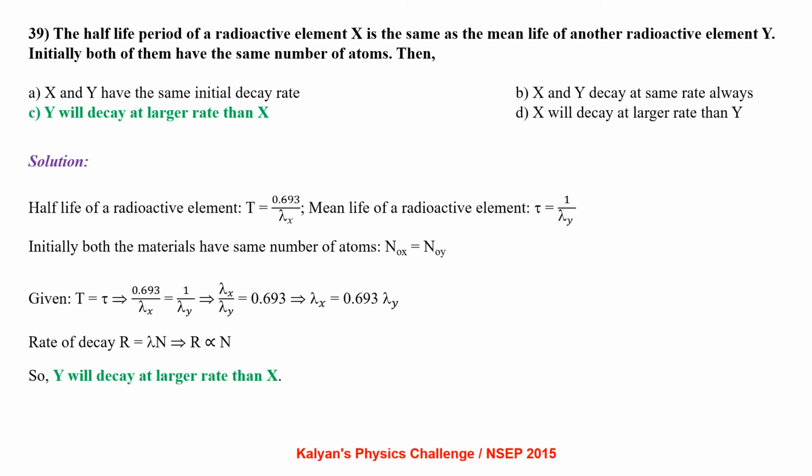So N0 X equals N0 Y. Given T equals tau, that is 0.693 by lambda X equals 1 by lambda Y, lambda X by lambda Y equals 0.693, that is lambda X equals 0.693 lambda Y. Rate of decay R equals lambda N, that is R is proportional to N. So Y will decay at a larger rate than X.